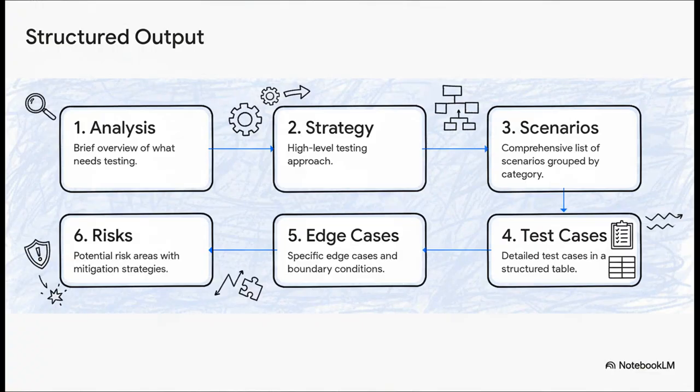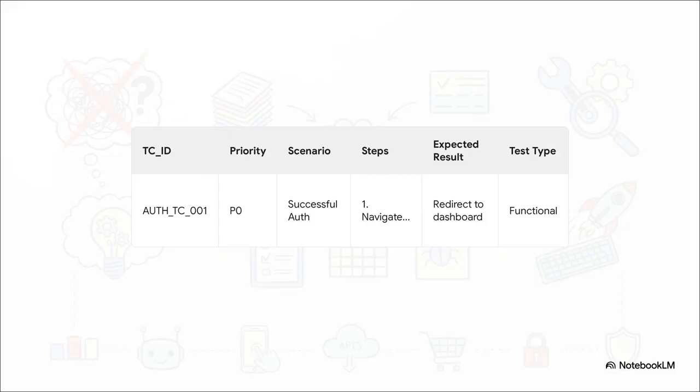And then the prompt demands this really structured, 6-part output. So it's not just some random list of tests. No, it starts high level with a summary and a strategy. Then it drills down into scenarios, detailed cases, and even gets into the critical stuff like edge cases and risk assessment.